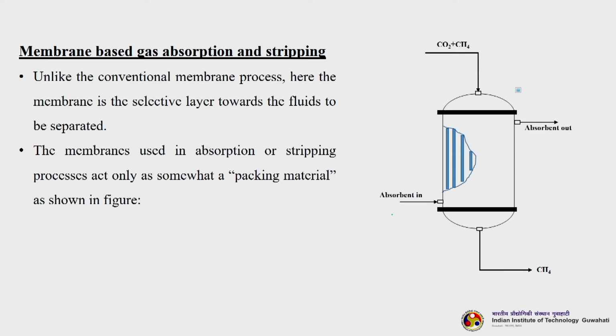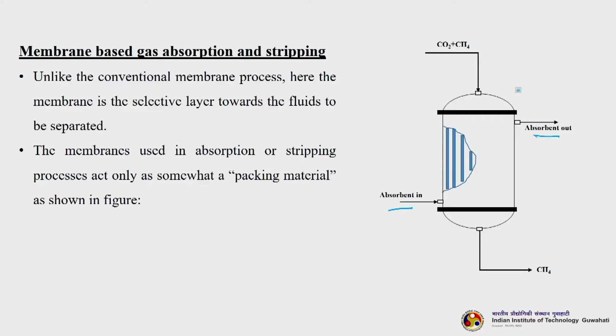So, we can have the absorbent in here and absorbent out here. The same application of carbon dioxide and methane, which is present as the feed, will be used here to separate or to get purified methane. So, carbon dioxide will come out here.